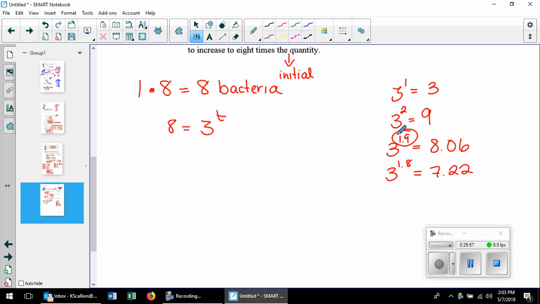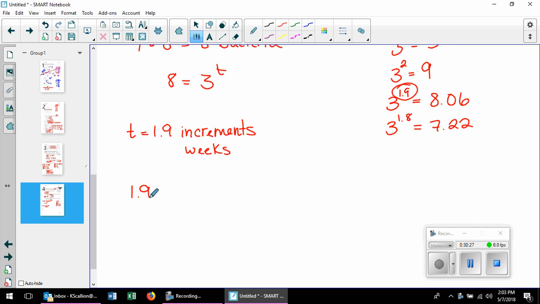Which one's closer? 1.9. Okay, so T is 1.9 increments. What are increments measured in? In weeks. Remember, T is time, so it's the x-axis. It's measured in weeks, so we have 1.9 weeks, and it asks for it in days. So increments were in weeks. So if I want to know what it is in days, I'm going to take 1.9 and times that by 7 days, and I should get 13.3 repeating days.